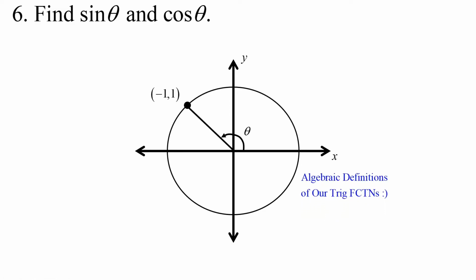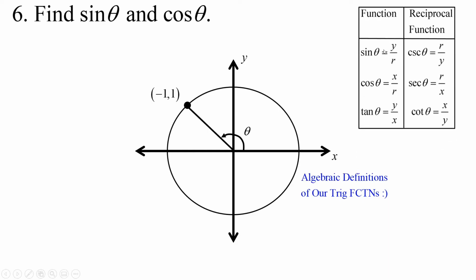So algebraic definitions of our trig functions. Here's what we're using right here. Okay, sine of theta is y over r, and so on. And there's all 6 of them right there. Our sine, cosine, and tangent, and then our reciprocal functions, cosecant of theta, secant of theta, and cotangent of theta. Now, let's complete the diagram of our right triangle. There we go, right there. Now, with these points, I can put the legs of my triangle into the diagram.